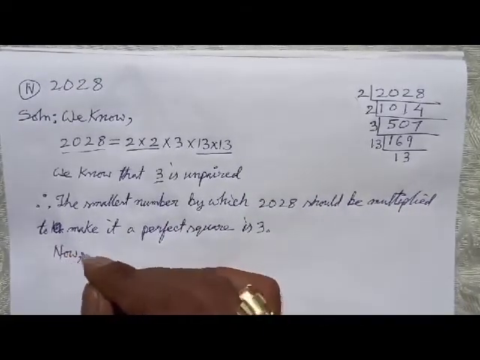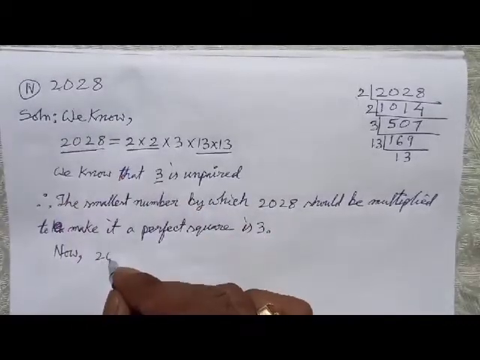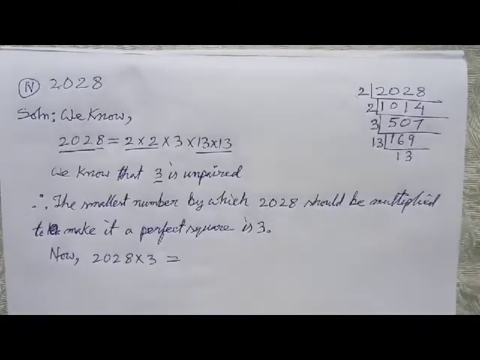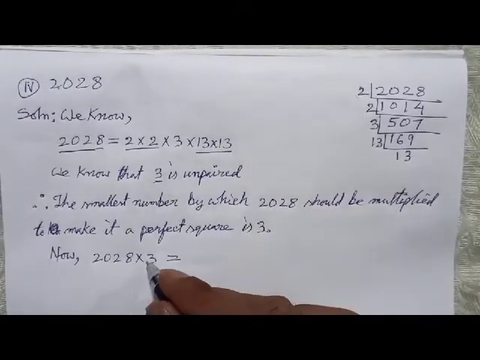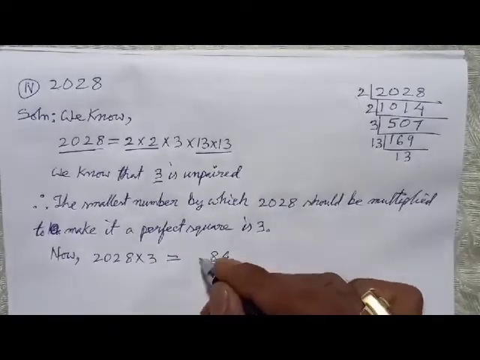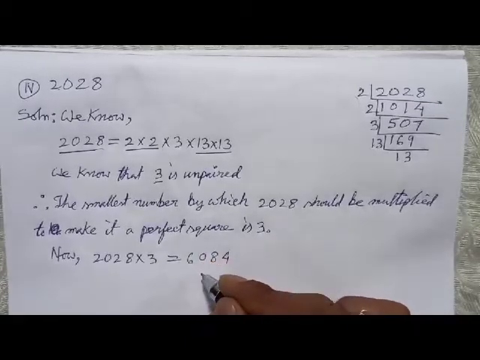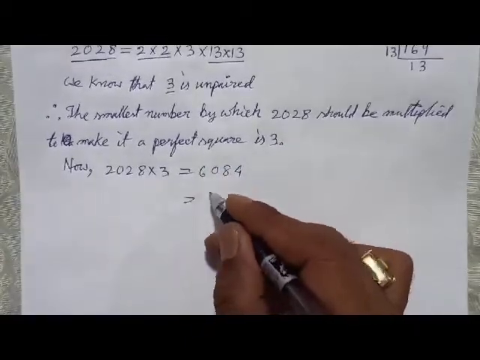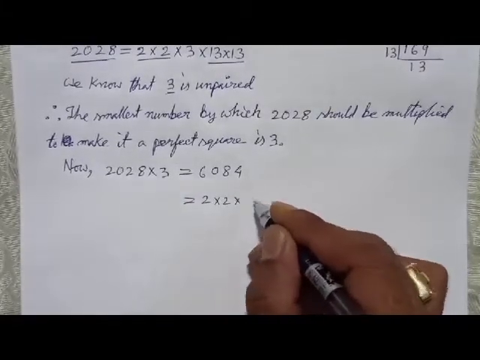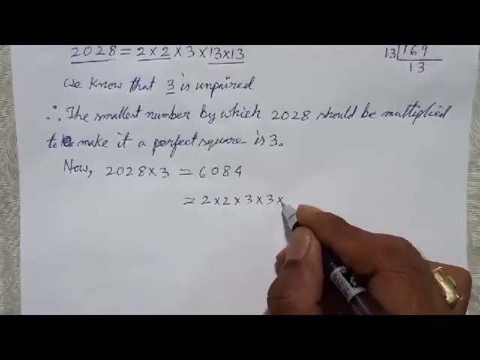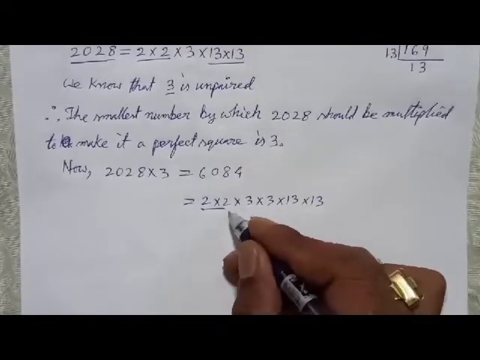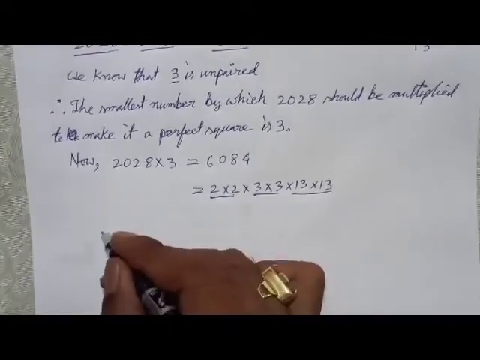Now write this 2028. Let us multiply by 3. So if we multiply 3 8 are 24, 2 carry, 3 2 times is 6, 7, 8, 3 0 times is 0, 3 2 times is 6. We are getting this. And this number again, if we want to write into factors, then 2 into 2 into 3 into 3 into 13 into 13, we will get this. 3 is pair, 2 is pair, 3 is pair, 13 is pair.